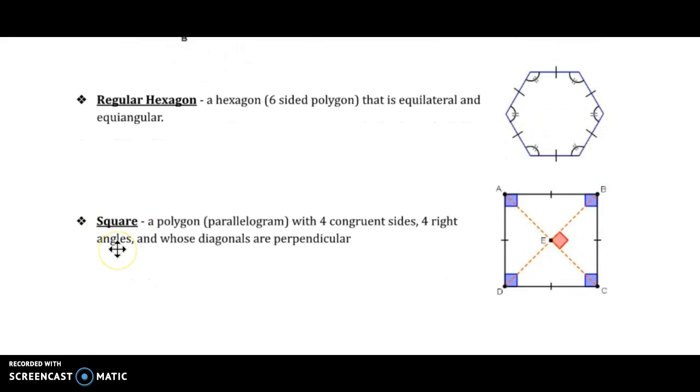Squares, you're probably familiar with seeing squares, however you might not be familiar with the formal definition of a square. A square is a polygon. More specifically, in this course we consider it a parallelogram. We'll talk more about that when we discuss quadrilaterals. But it is a parallelogram with 4 congruent sides, 4 right angles, and whose diagonals are perpendicular. And the diagonal piece is the piece that allows us to do the construction within the circle.